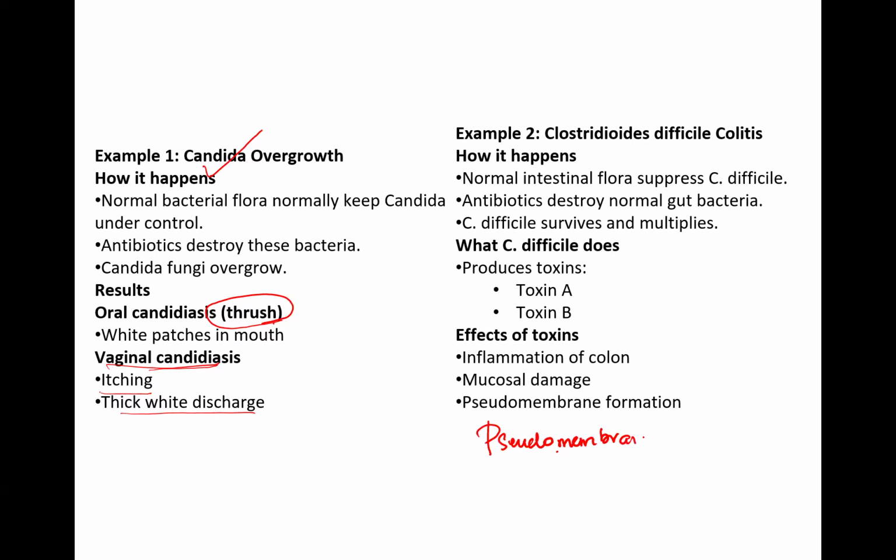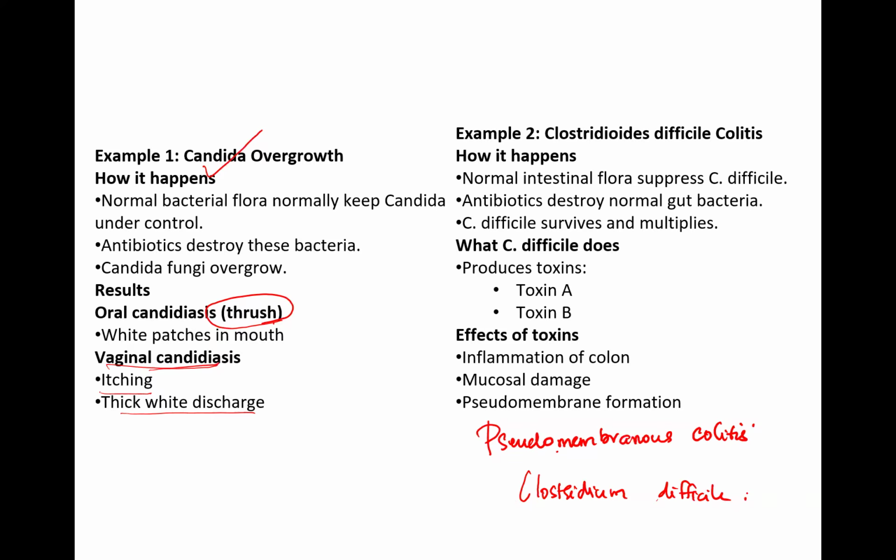Pseudomembranous colitis. It is caused because of Clostridium difficile bacteria. The normal intestinal flora can suppress Clostridium difficile. But when we are giving broad spectrum antibiotics, they can destroy the normal gut bacteria. So what is happening? Clostridium difficile can survive and multiply.